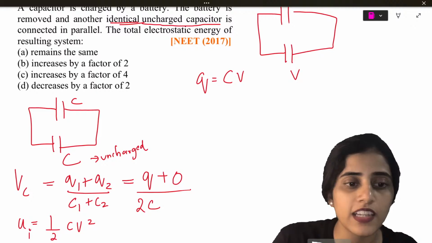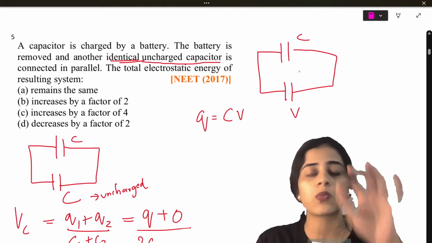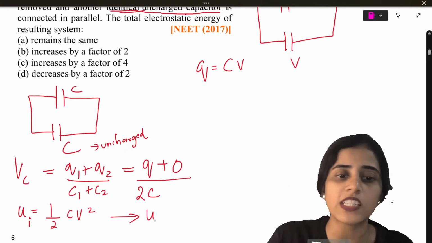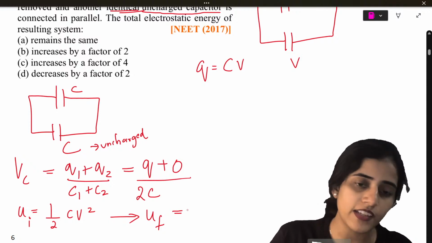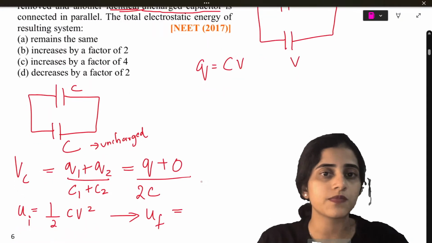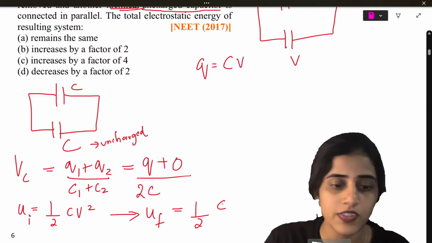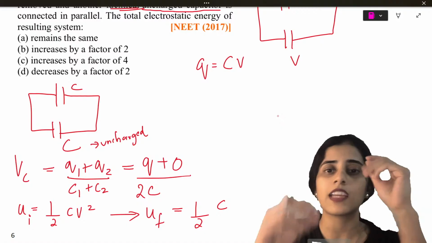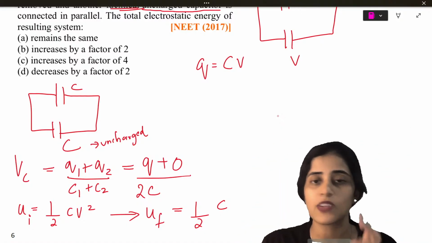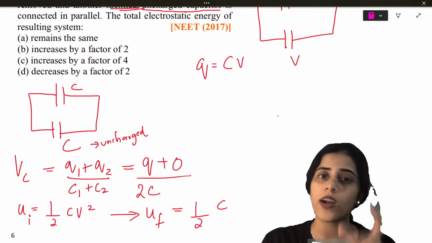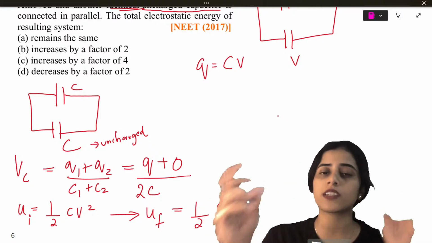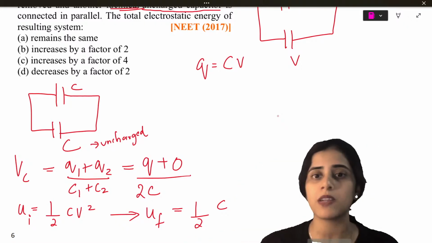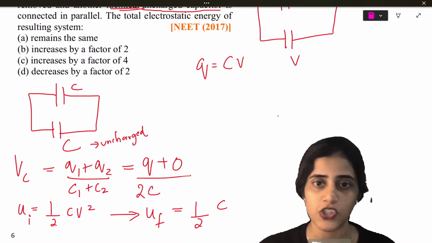This is the initial energy. Initially, when there was a capacitor and a voltmeter, the energy is half C V square. Now, what will the final energy be? Half C. How will the voltage change? See, it's like having 2 cups. One is empty, one is full. The moment you start mixing it, both of them will have half each. You put a pipe in between, both of them will have half each.